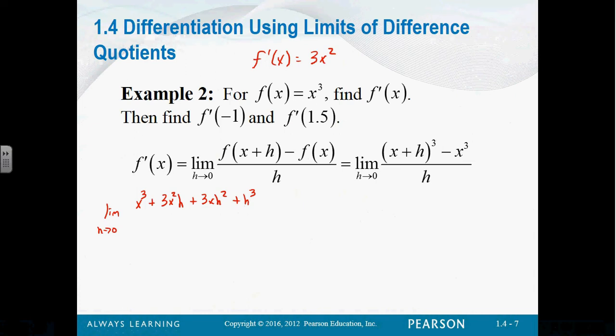If you don't have the formula memorized for a cube, how would we do that? We just say x plus h squared times x plus h, fold that out, and then have to multiply it by x plus h again.